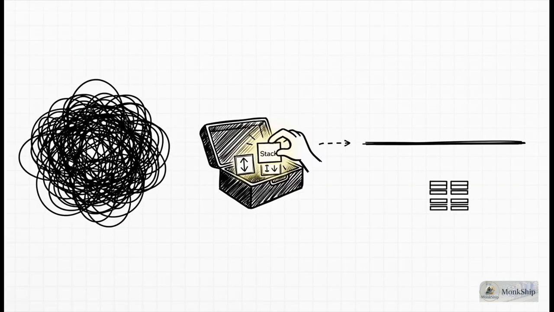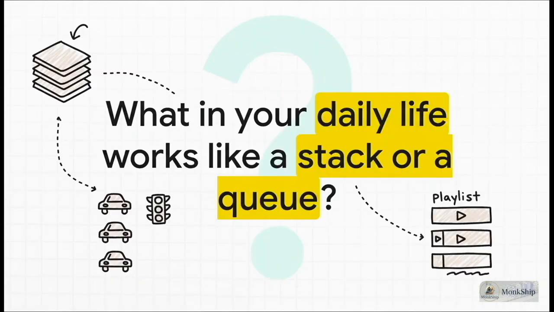And that right there is the big takeaway. Choosing the right data structure is like a superpower. It can take a problem that seems really complex and messy, and it can make the solution just clean, simple, and elegant. So I'll leave you with this one last thing to chew on. What in your daily life actually works like a stack or a queue? I mean, think about the undo button in your text editor, or a line of cars at a red light. Once you start looking for them, you start seeing these simple, powerful ideas absolutely everywhere.